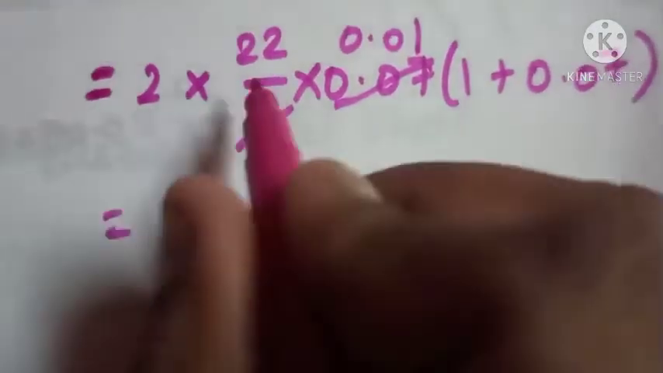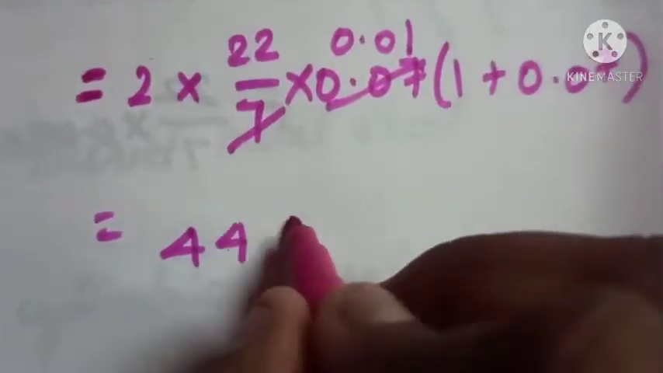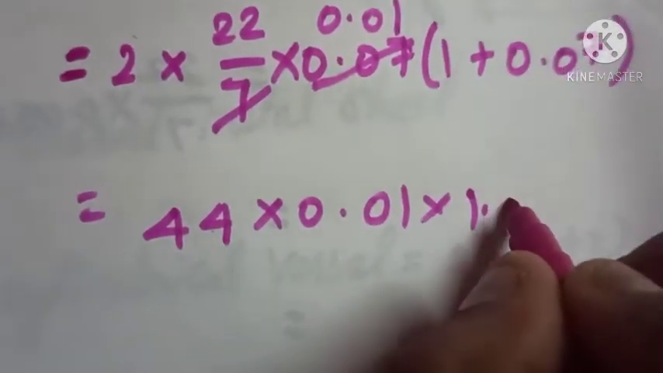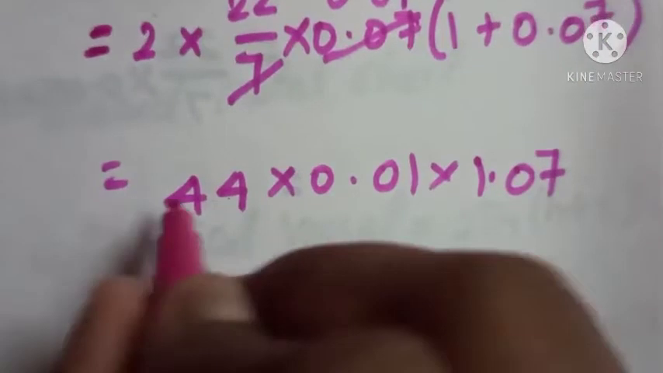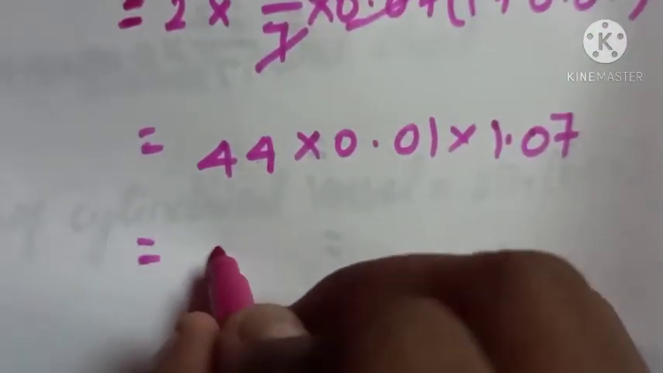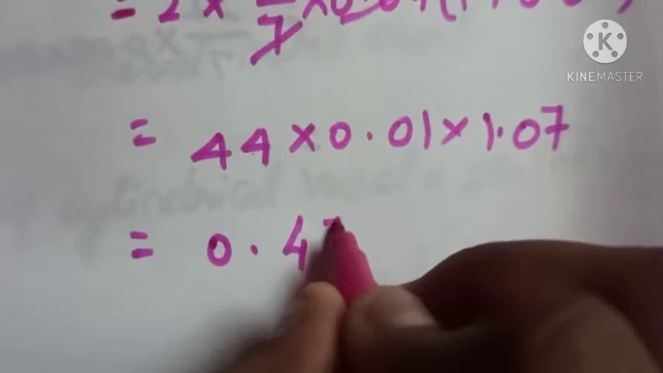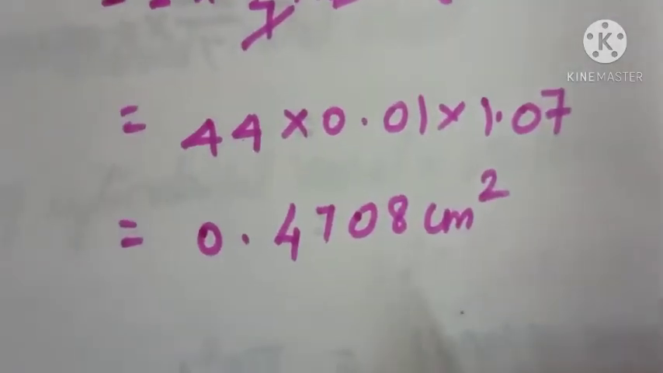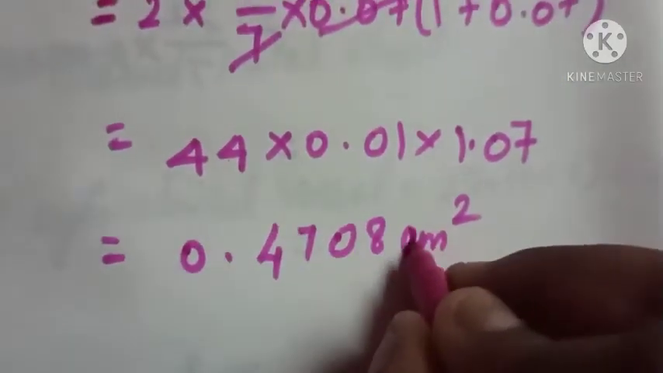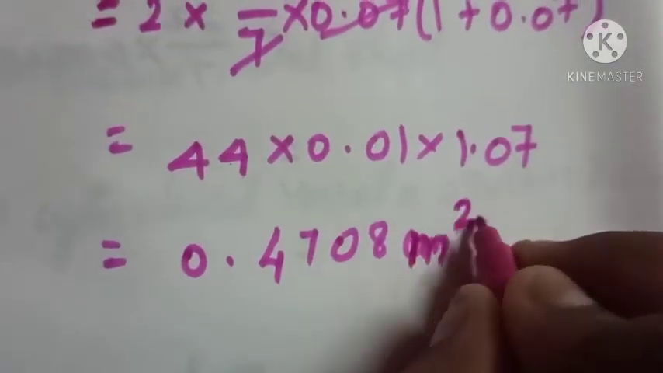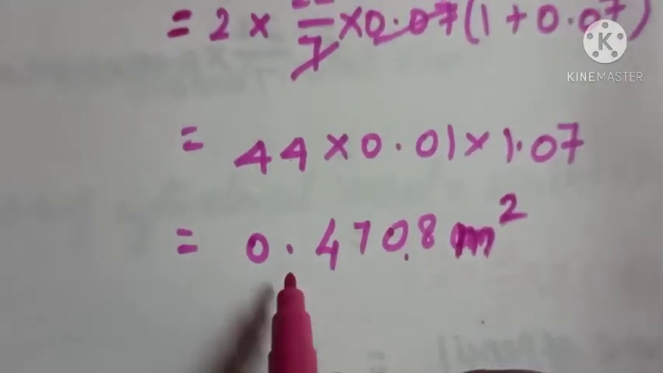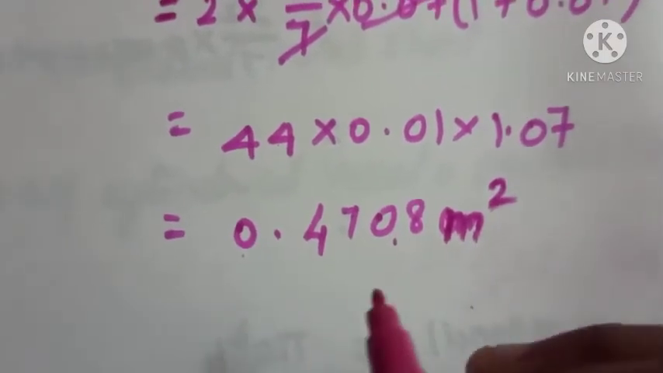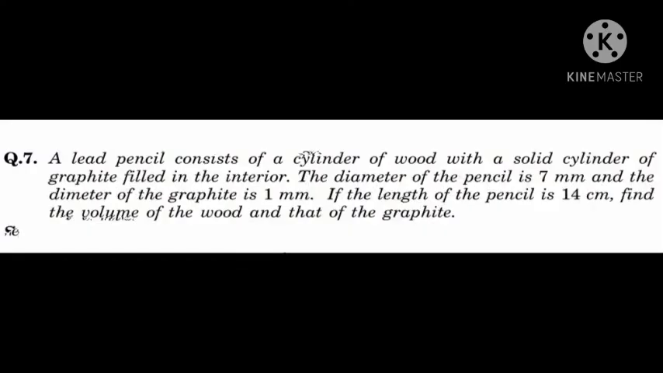Now we need to multiply 44 into 0.01 into 1.07. We multiply these three values and we get 0.4708 centimeter square. Oh sorry, this is meter square. We got the final value. So the required area of the metal sheet is 0.4708 meter square.